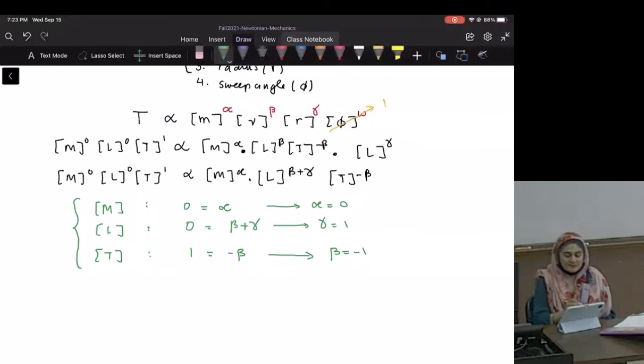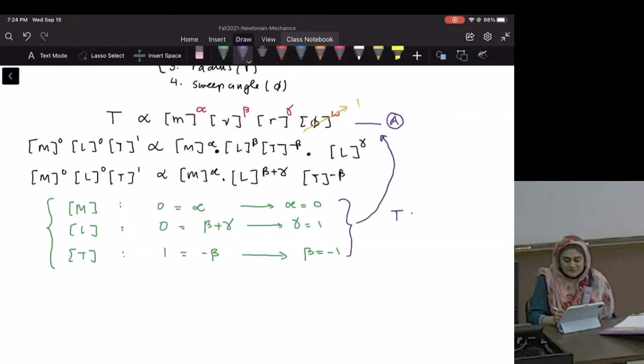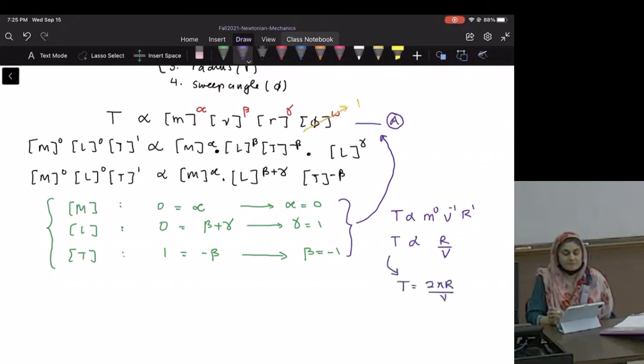All of these get plugged into equation A. So plug them all into A, what do you get? T is proportional to m to the power 0, v to the power minus 1, and r to the power 1, which means T is proportional to r over v. And in fact, because we're talking about periods, it is 2 pi r over v. That's where the phi came back into play to become the 2 pi.